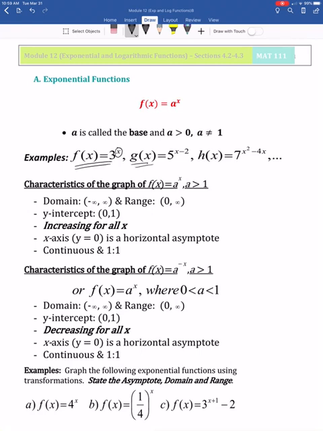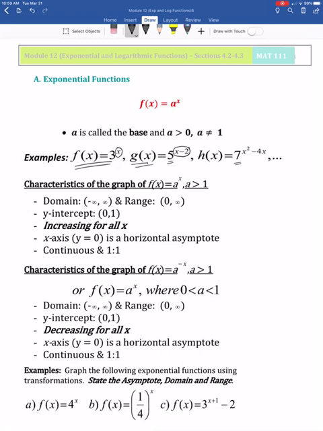Here in g of x, we've got a base 5 exponential. There's our number. Base a is greater than 0. It's not equal to 1. Up here in the exponent contains our input or our domain variable, x to the minus 2 power. You can see here a base 7 exponential raised to the power of x squared minus 4x.